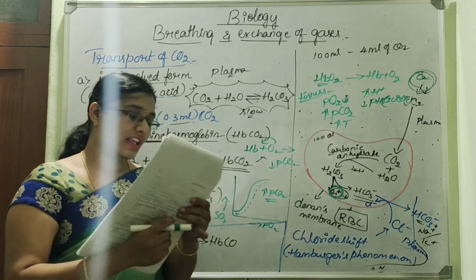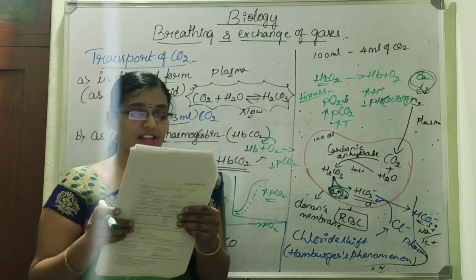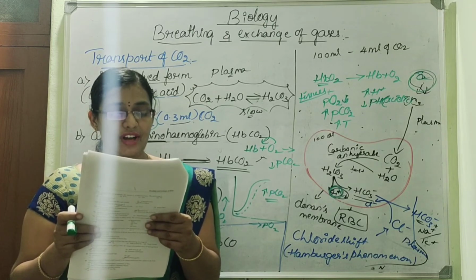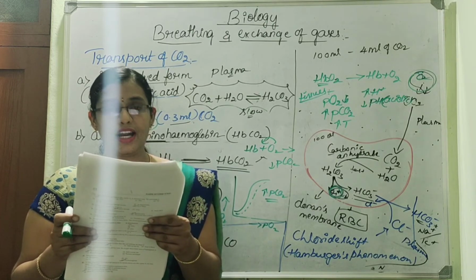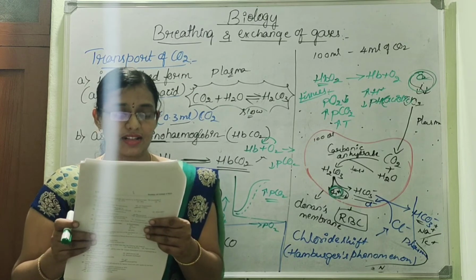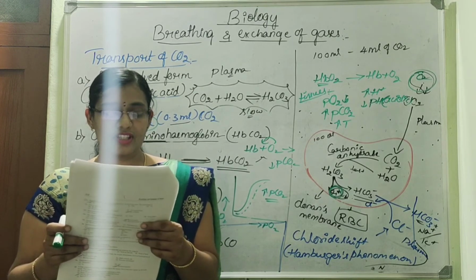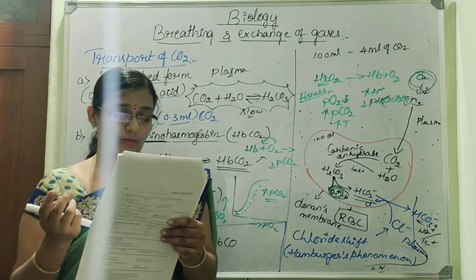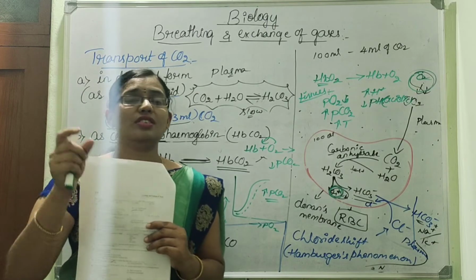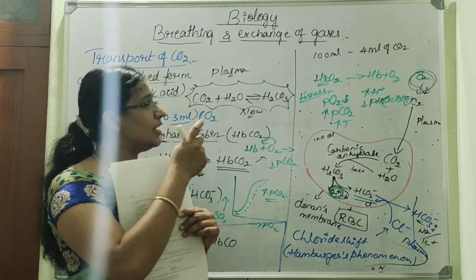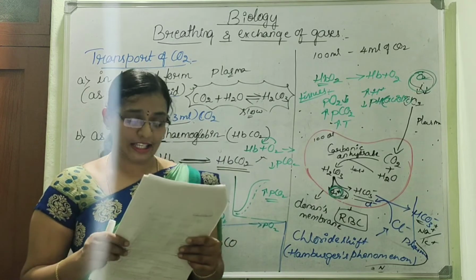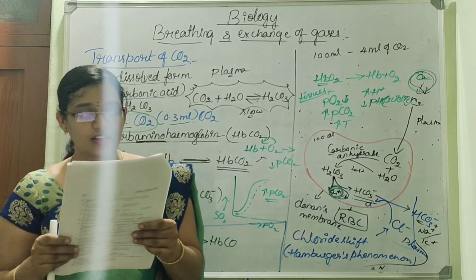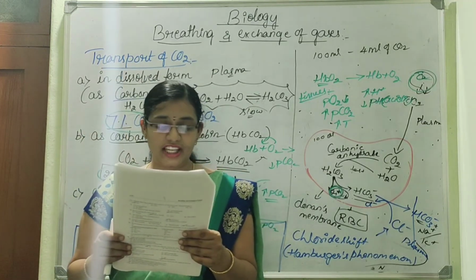Option C. The most characteristic feature of hemoglobin is A, its red color, B, presence of iron, C, its ability to combine reversibly with oxygen, D, presence of basic protein globin. So which is the main characteristic feature? It is the ability to combine reversibly with oxygen. That is, oxygen and hemoglobin combine in a reversible reaction. So option C.